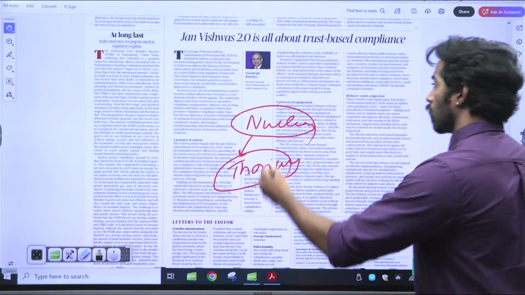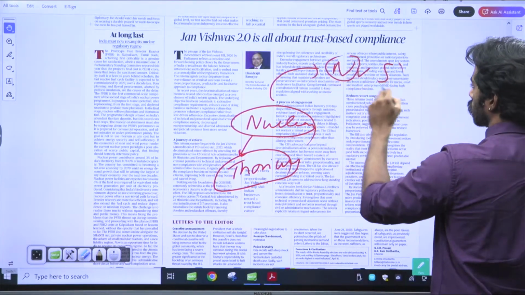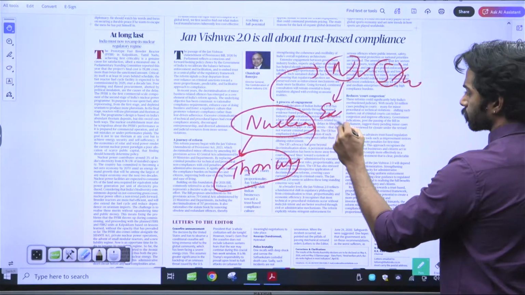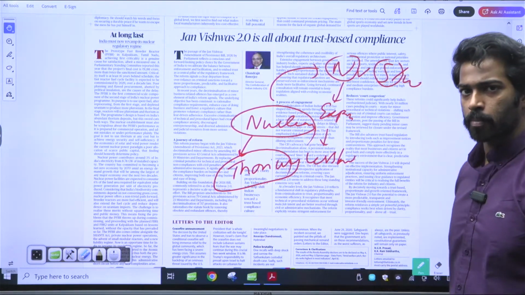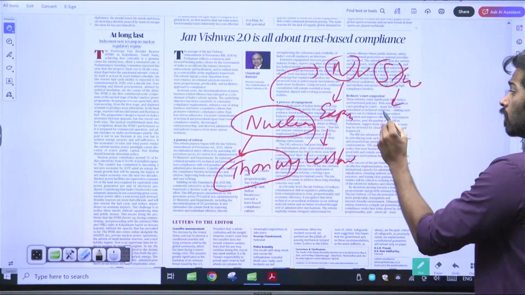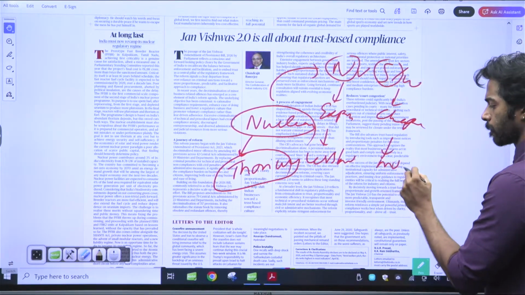nuclear energy. Now he also tries to compare nuclear energy versus solar and wind energy, right? Nuclear energy, while it is expensive, requires less land, because setting up a nuclear plant requires less land. But when it comes to solar or wind energy, they are cheaper in nature, but they require more land.